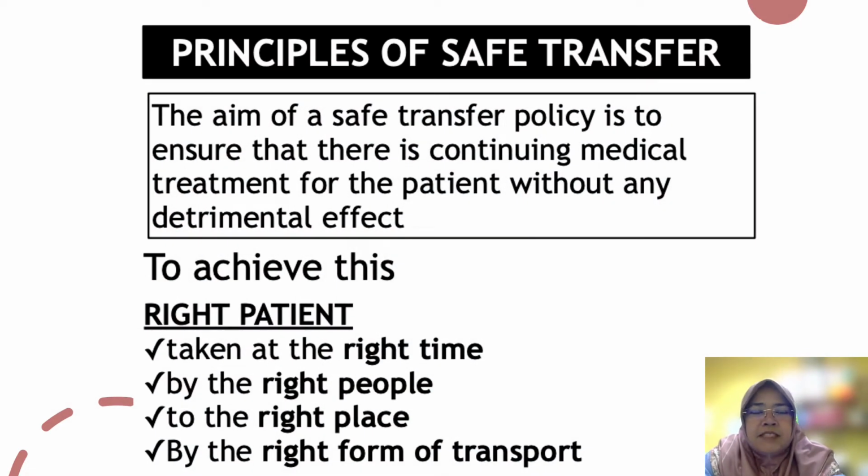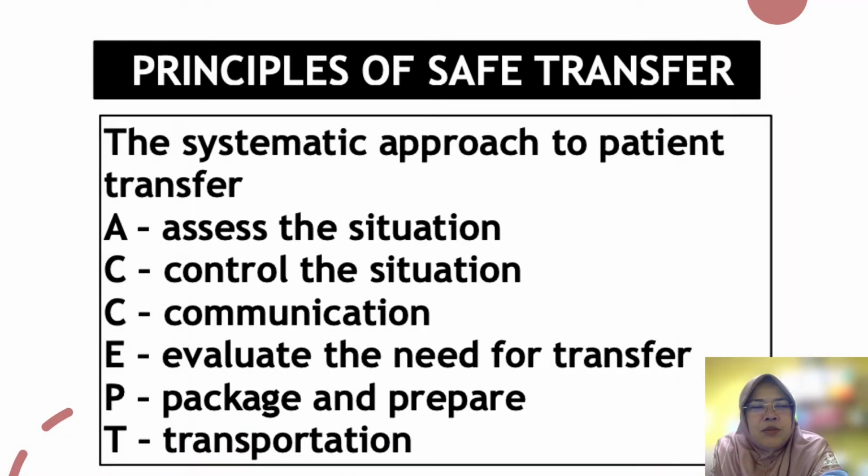The aim of a safe transfer policy is to ensure that there is continuing medical treatment for the patient without any detrimental effect. To achieve this, the right patient needs to be taken at the right time by the right people to the right place by the right form of transport. We need to have a systematic approach to patient transfer, and this mnemonic ACCEPT is very helpful. A stands for assess the situation, C control the situation, another C is communication, E evaluate the need for transfer, P package and prepare, and T transportation.